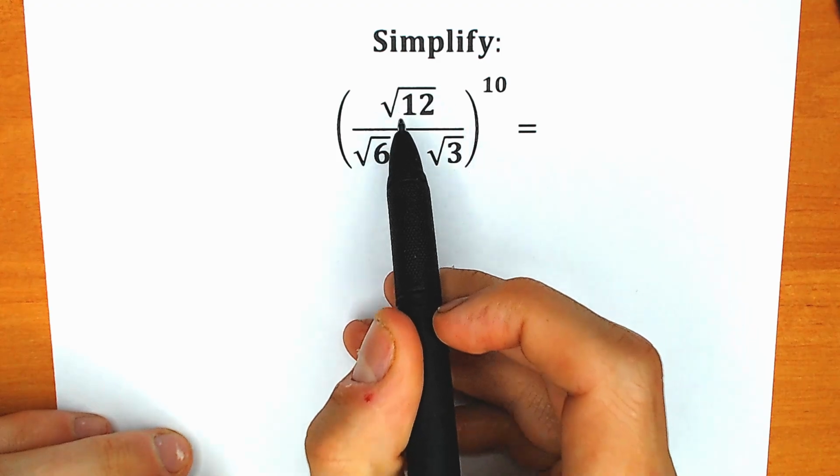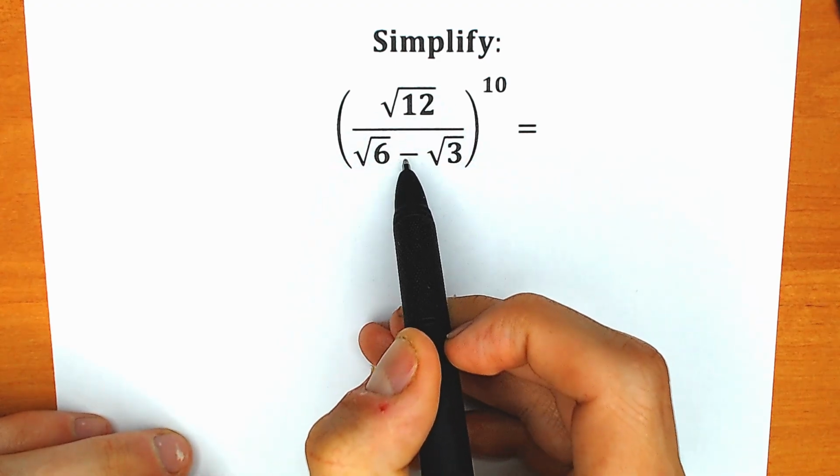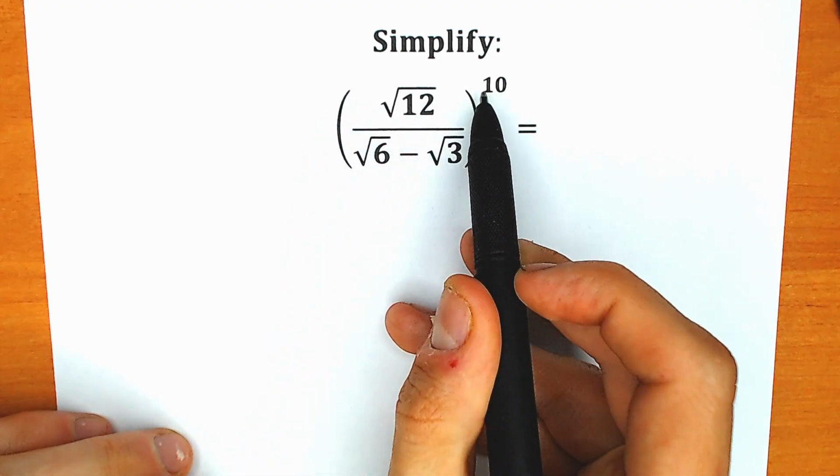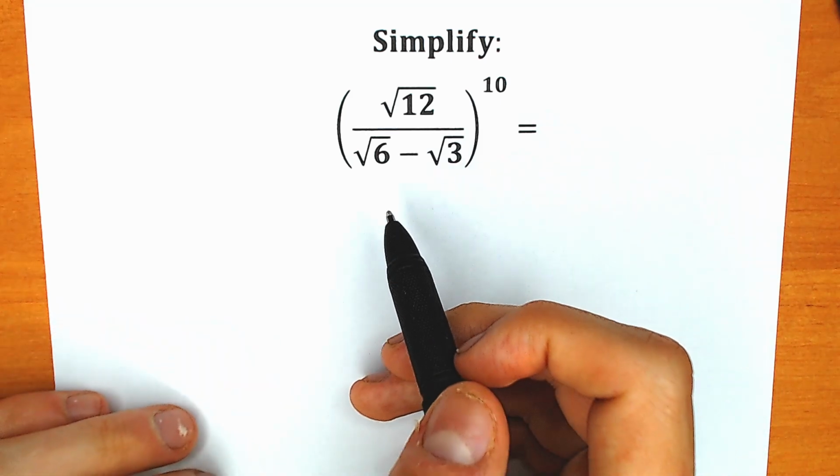Today we have a very interesting question. We have square root of 12. We're gonna divide it by square root of 6 minus square root of 3, and we're gonna raise these to the power 10. And right now let's try to solve this really interesting question.